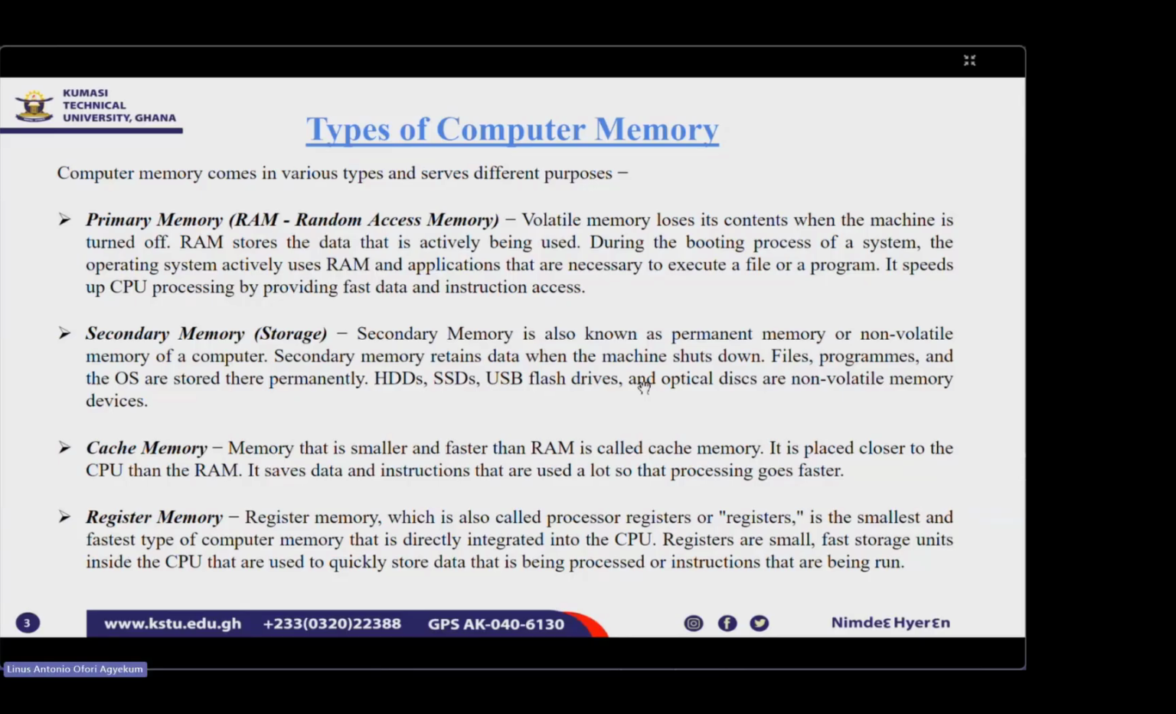So during the booting process of a system, the operating system actively uses RAM and applications that are necessary to execute a file or a program. It speeds up the CPU processing by providing fast data and instruction access.